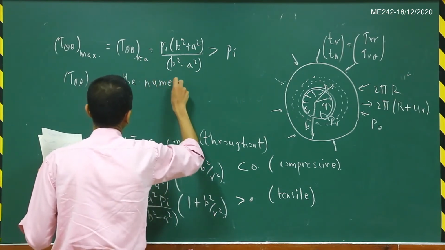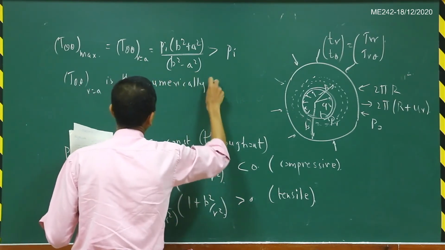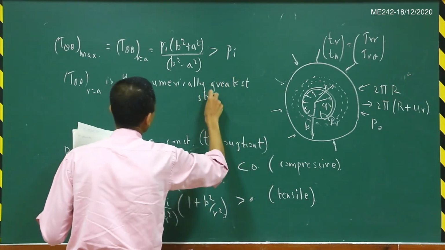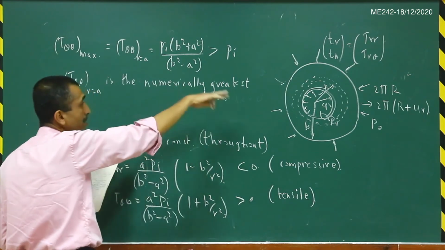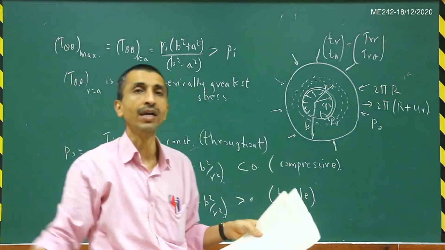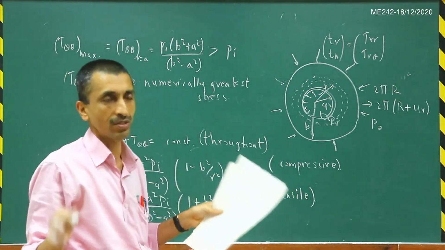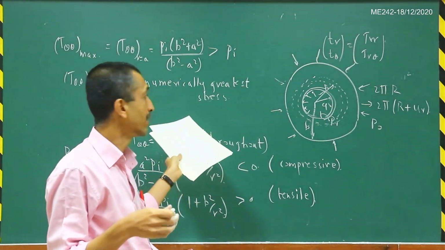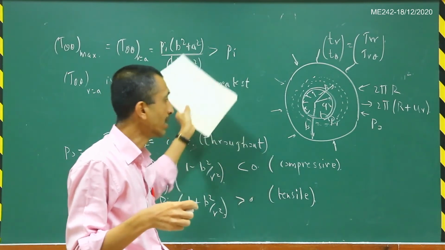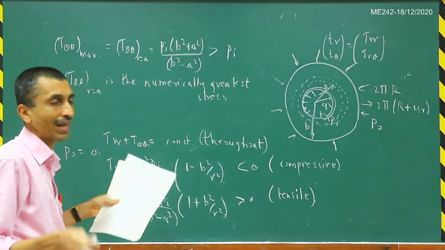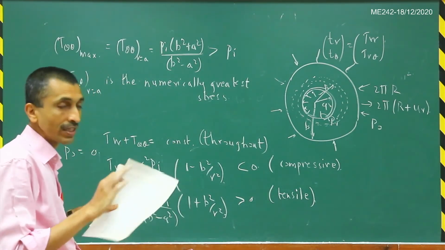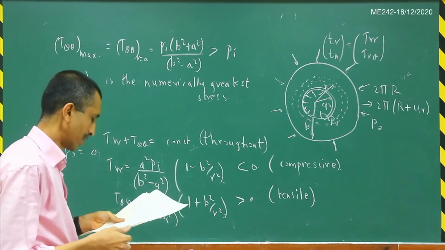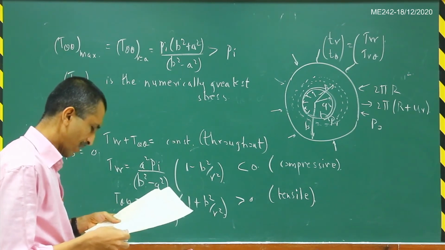Numerically greatest stress. So what that means is that this stress is the maximum in terms of magnitude. This is the maximum. So that means even the maximum tau RR is less than this particular value here. So this is the absolute maximum. If you compare the magnitudes of all the stress components throughout the domain, then this is the maximum stress that you get on this one.